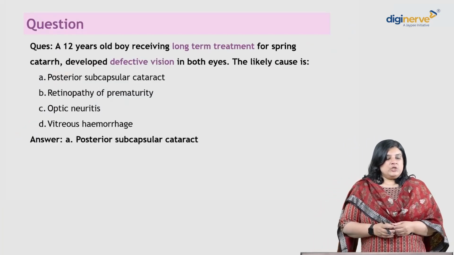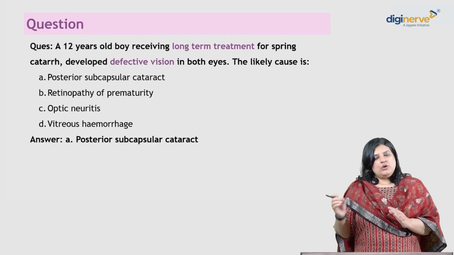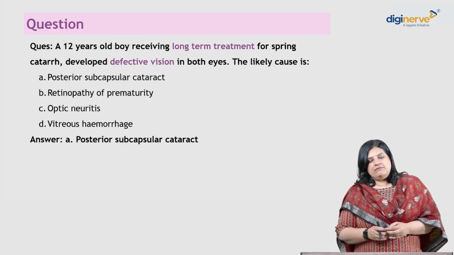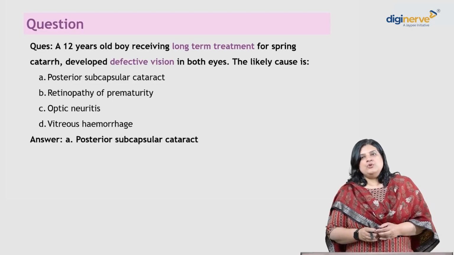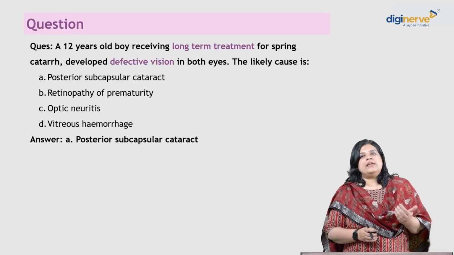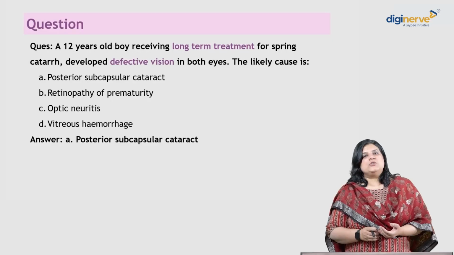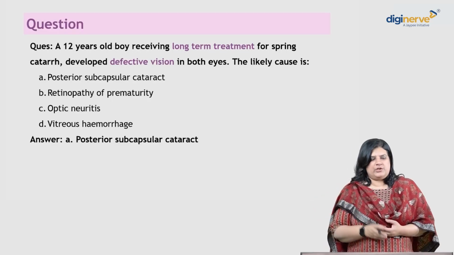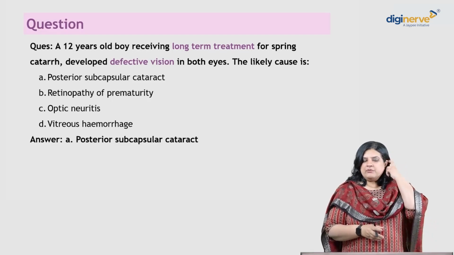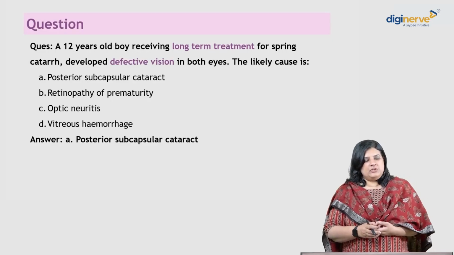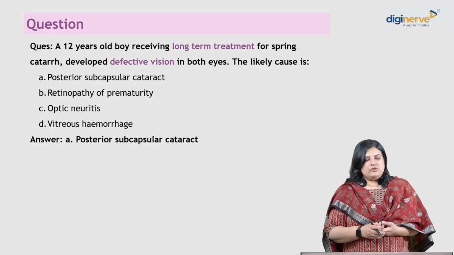You can get a question which talks of long-term treatment for spring catarrh in a young boy who has now developed defective vision. Now, usually long-term treatment for severe refractory vernal catarrh or vernal keratoconjunctivitis involves use of mild dose steroids. So I think the cue is somewhere in the steroid use. So the likely options that we were given were posterior subcapsular cataract, retinopathy of prematurity, optic neuritis, and vitreous hemorrhage.